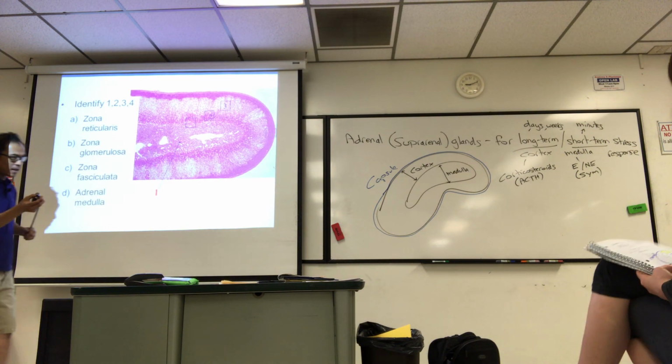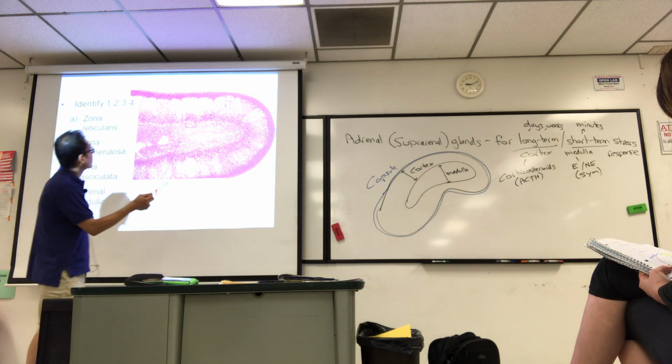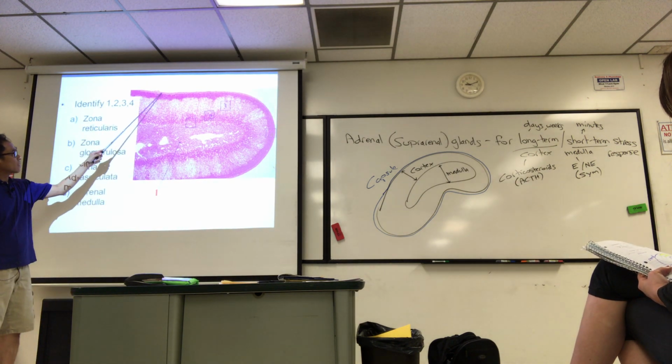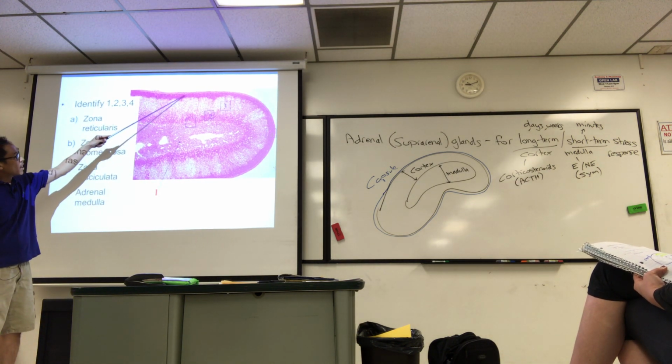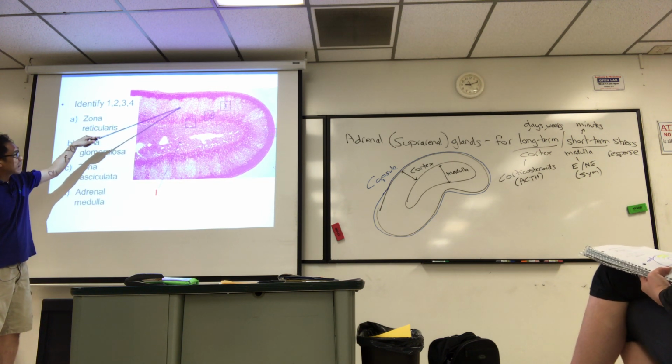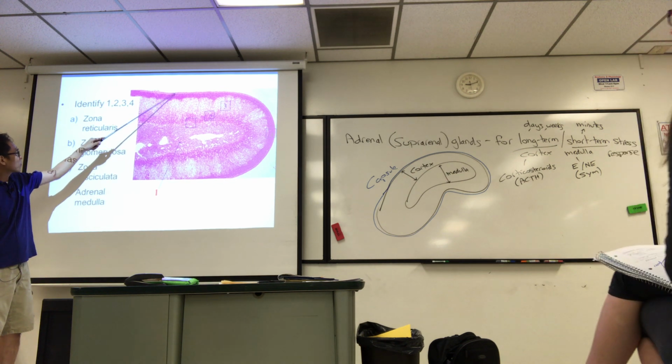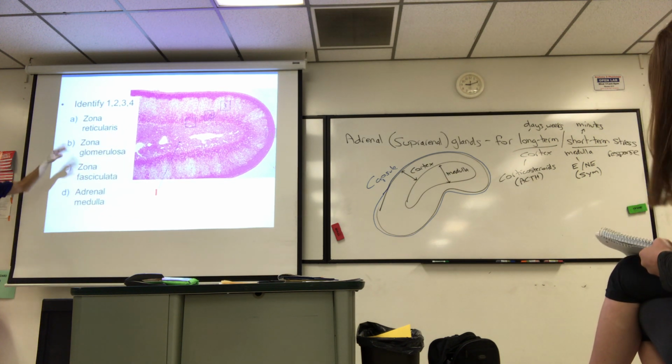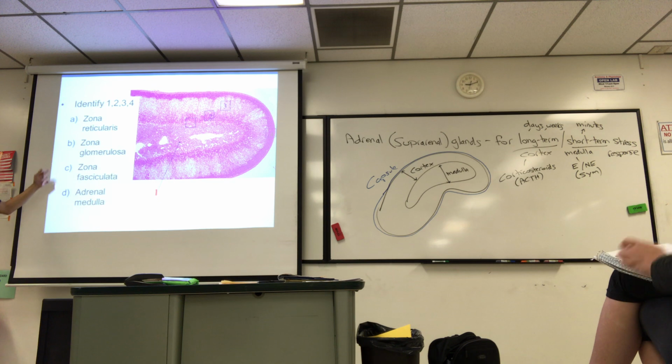So let's use this to kind of piggyback off that comment. If I look at the outermost thing, it's the capsule. Then there's all these zones within the cortex. That's why it's important to know the capsule first. Because before you can answer this question, let me talk about the zones.